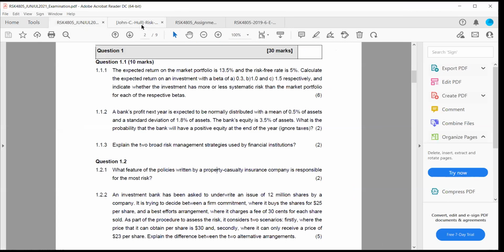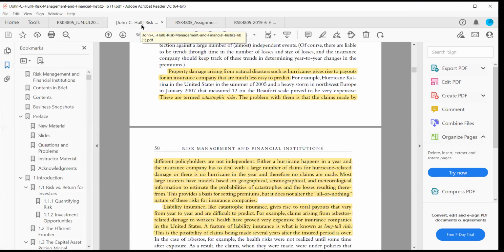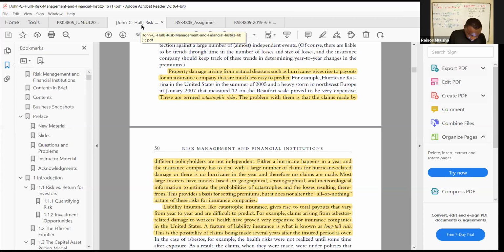Yes, Rhinos. For this one, since they're saying property casualty insurance, which one are we taking, the long tail risk or both? Both of them. From the property side, it would be the risk of catastrophic losses. And from the liability insurance side, it would be the issue of the long tail risk. So these are the two features from which most risks would be emanating.